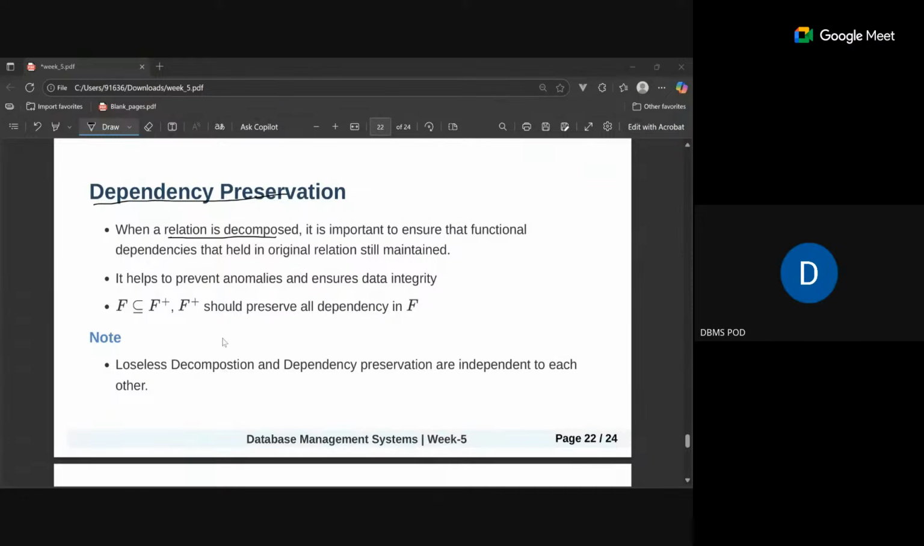Sir, can you give one more example of lossless decomposition? I'll give you after this. Okay, sir.